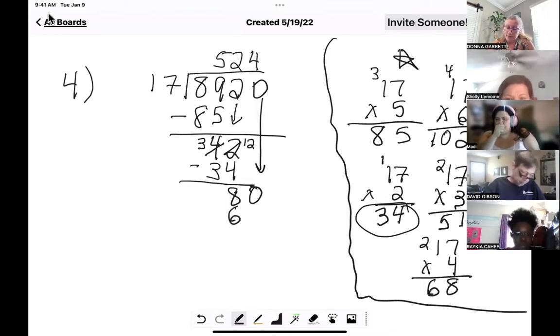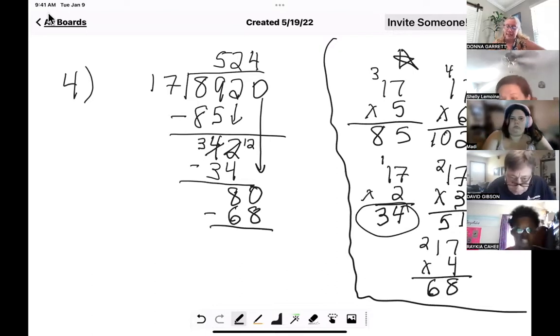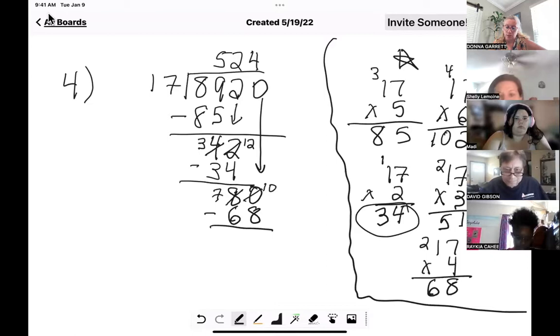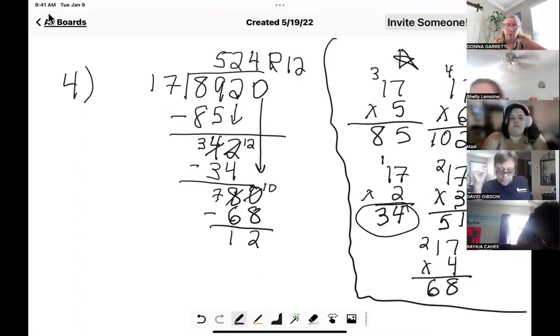That was 68. I need to subtract them. Again, I can't take 8 away from 0. So I'm going to borrow and make that 8 a 7 and add 10 to the 0. 10 minus 8 is 2. 7 minus 6 is 1. So remainder, I'll just do R 12.